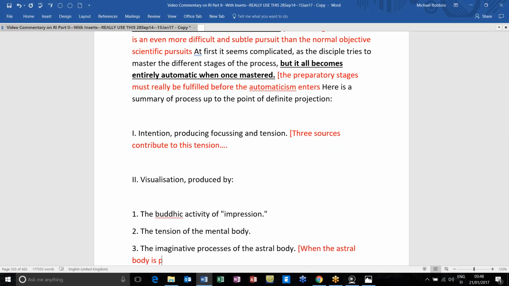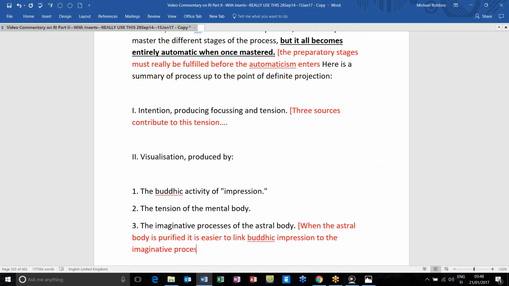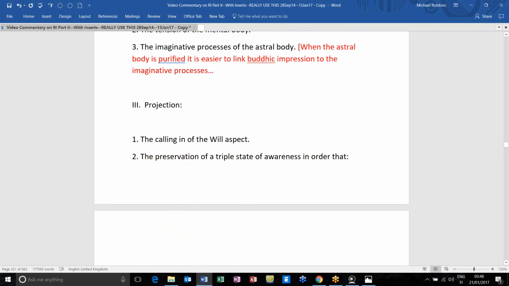When the astral body is purified, it is easier to link Buddhic impression to the imaginative processes. So we cannot have an undisciplined image-making faculty which produces inappropriate images and expect that Buddhic impression will occur. And then projection, the calling in of the will aspect.